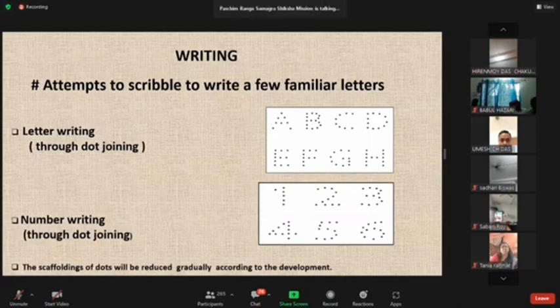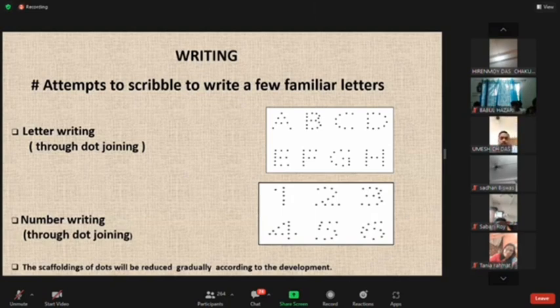This is the last part, that is writing. Here we have to move our children from scribbles to some few familiar letters. At the very preliminary stage, we will not give them something to write. We will make them practice some activities, like we can prepare cards where the alphabets are written on sandpaper, and they will move their fingertips on them, and they will be able to know how the A looks and how the B looks.